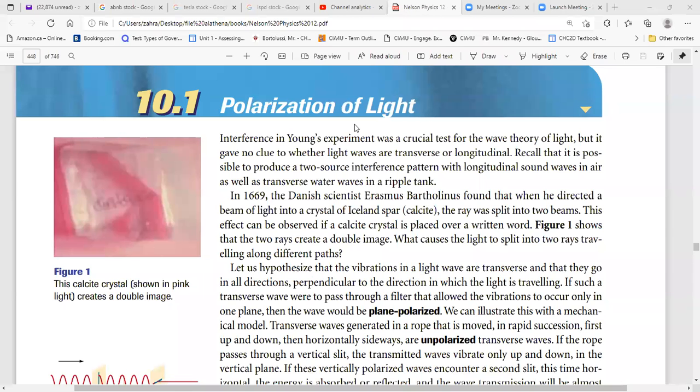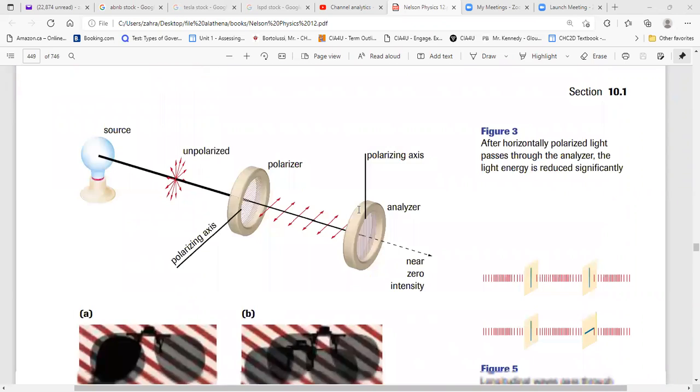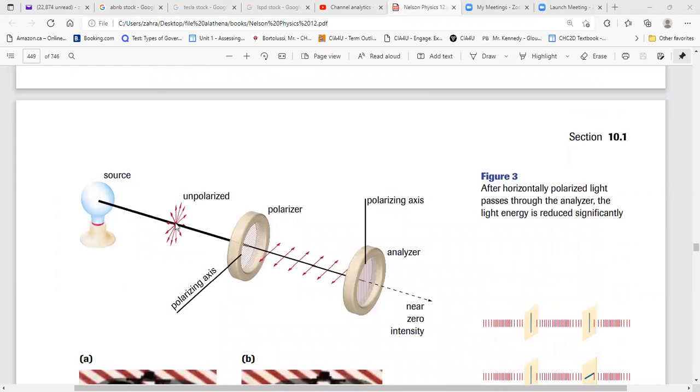One, polarization of light. So what does the light look like when it's coming? Here's electric and magnetic field oscillating in all directions. Now I'm just going to put in some pictures. So this is the electric field, let's say, right? And the magnetic field will oscillate in a perpendicular plane to the electric field, right? So these two planes are perpendicular.